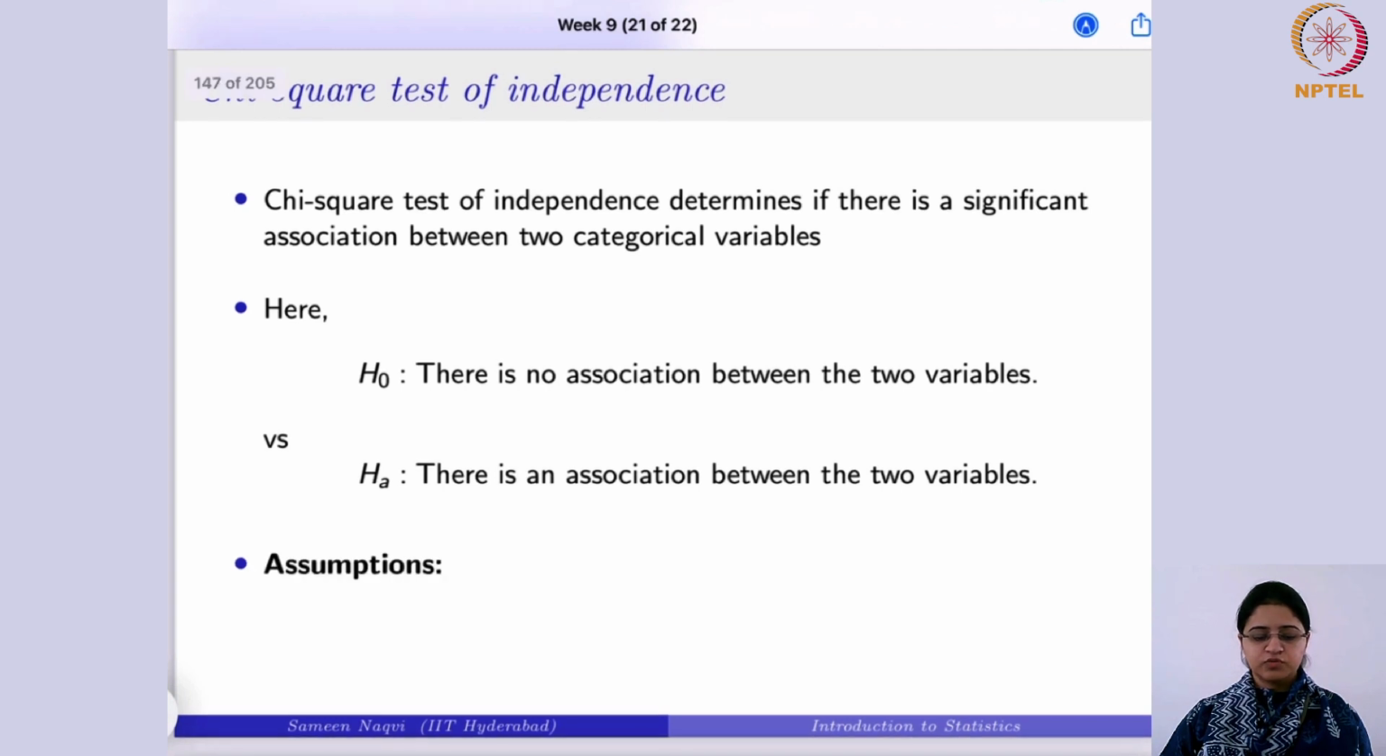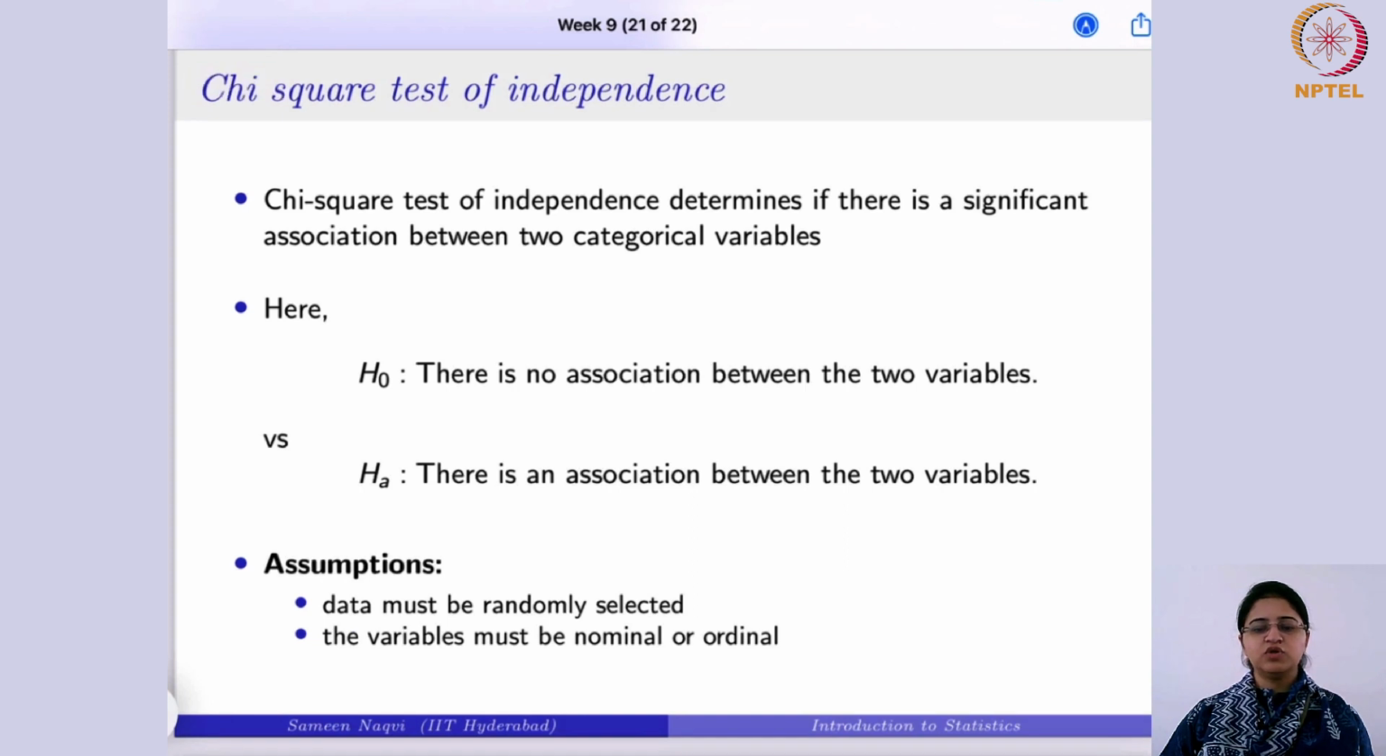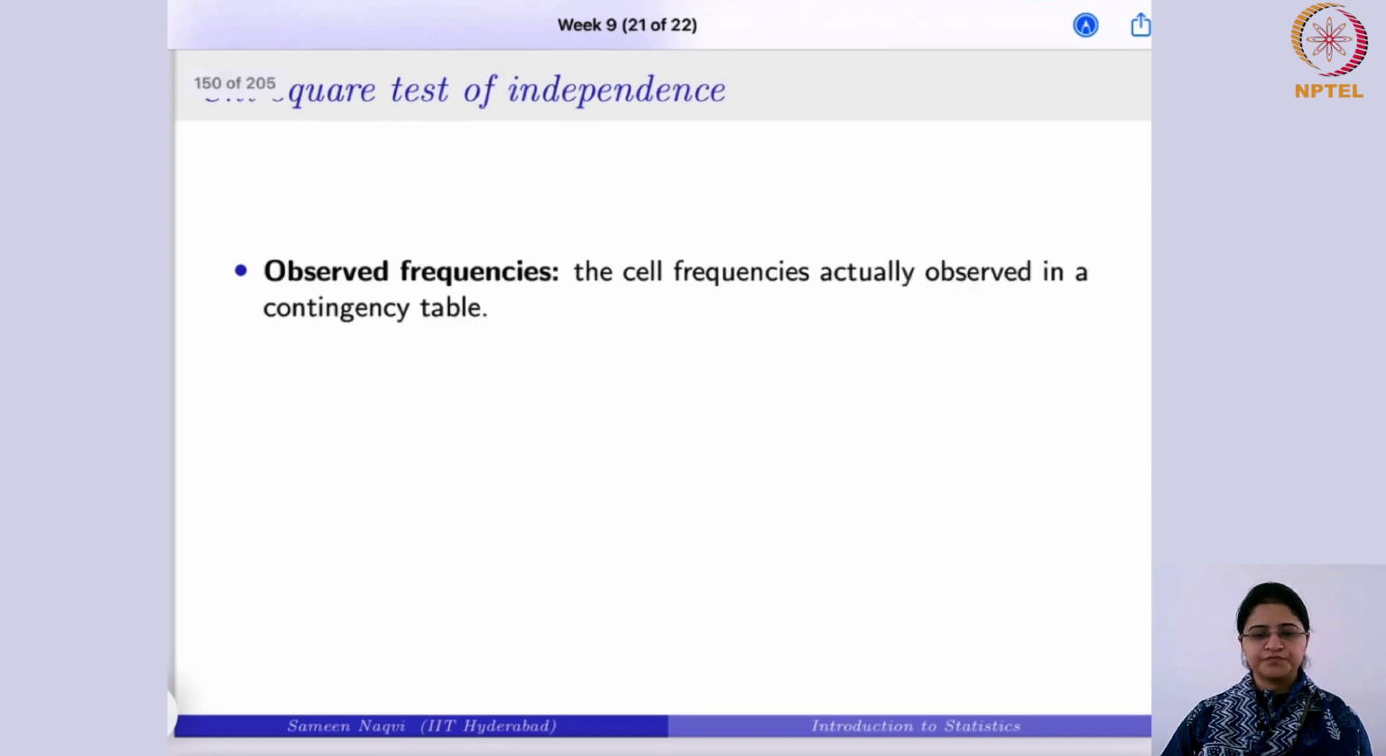The assumptions here are that data must be randomly selected and the variables must be nominal or ordinal, because we know that categorical variables are of two types, nominal or ordinal. Nominal variables are those in which you have categories, but there is no inherent ordering between those levels, while in ordinal variables you have an inherent ordering also.